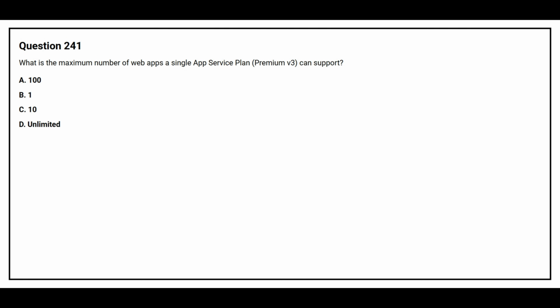Question number 241. What is the maximum number of web apps a single app service plan, Premium V3, can support? Option A, 100. Option B, 1. Option C, 10. Option D, unlimited. The correct answer is Option D, unlimited.